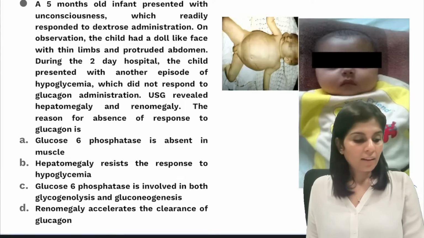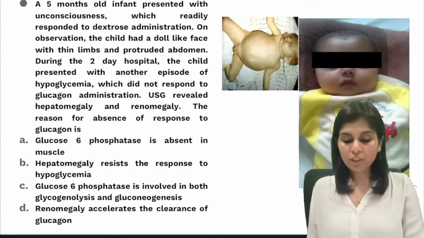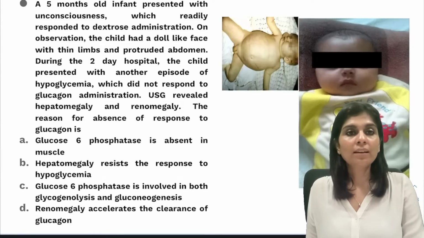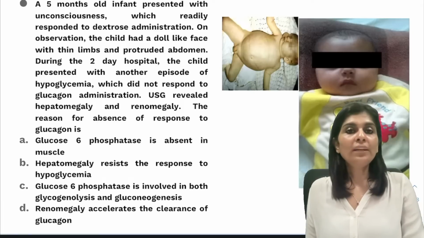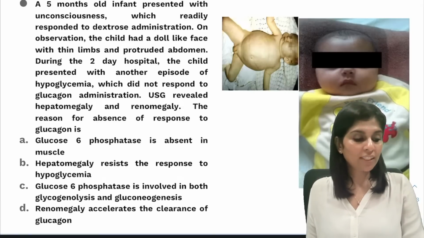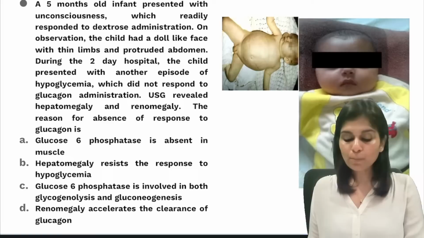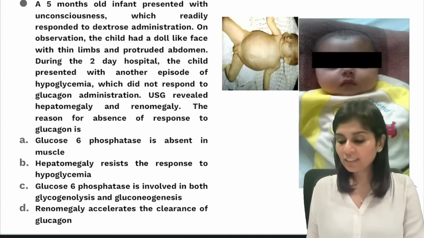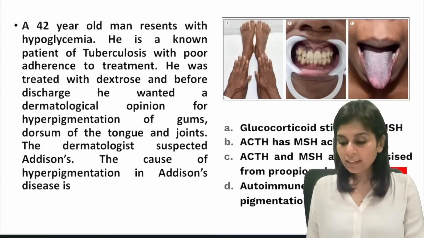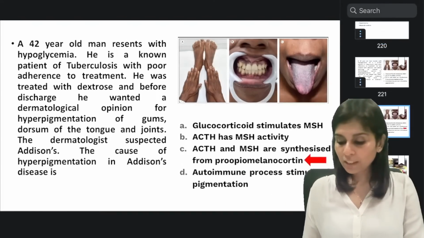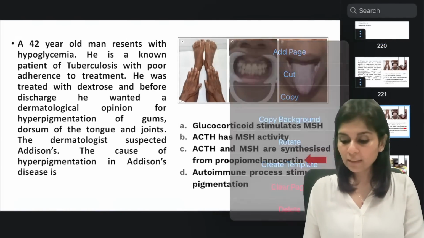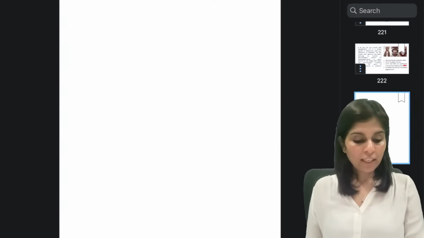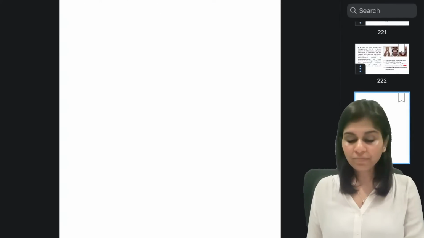Okay, can we discuss this MCQ as the last one? A 5 months old infant presented with unconsciousness, which readily responded to dextrose. What is titration of glycine? Okay, I understand what you're asking about. Let me tell you about that, and probably the next MCQ we'll discuss in the next session. So let me tell you about titration of glycine.